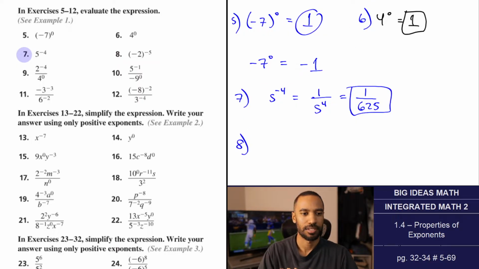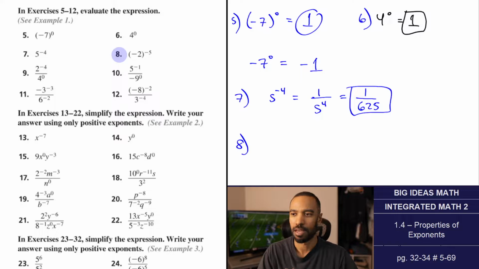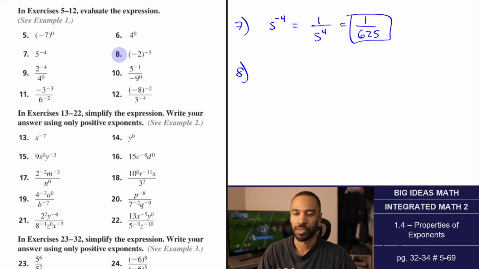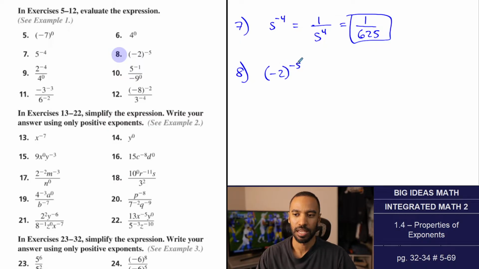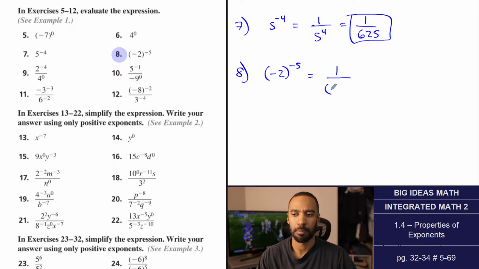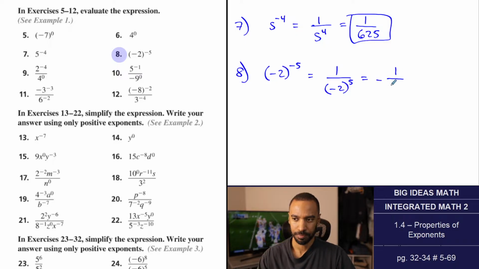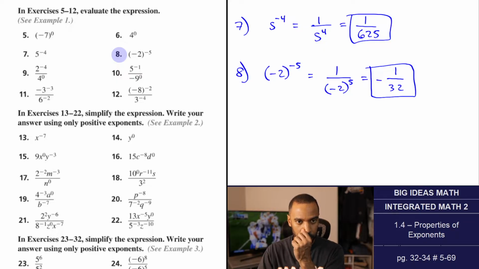Okay, number 8. -2 to the -5th power. Looks like we're kind of doing one property at a time, if that makes sense. Like we started with the 0 exponent. Now we're using the negative exponent. -2 to the -5th. Now I stated that negative exponents don't mean negative numbers, but this number happened to be negative to begin with. So -2 to the 5th. And -2 to the 5th is -32. So this all becomes -1 over 32.